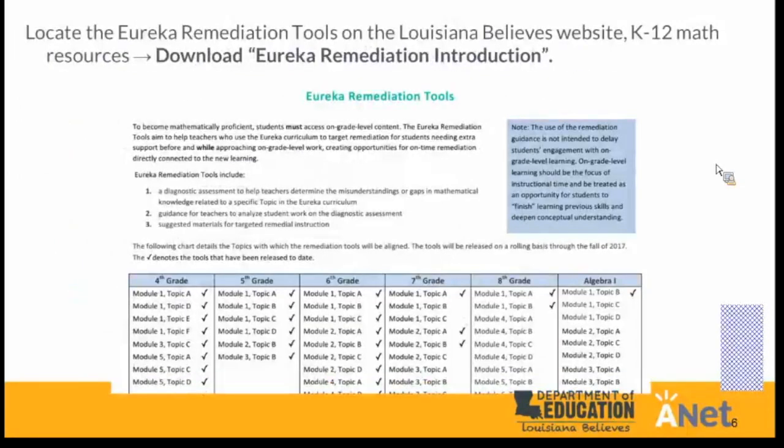Linked in the webinar, I have a few of the materials that we looked at on Monday, so you don't need to pull these up now unless you're curious, but I do want to make sure that you know that they are available. On Monday, we looked at the Eureka Remediation Introduction that showed us all the topics that will have a diagnostic released this year. If you see a module and topic listed under your grade level, the state is creating a diagnostic and remediation tool. The check mark means that it is currently posted on the State Department website and ready to use in your classroom. If it does not have a check mark, they are being posted on a rolling basis this fall.